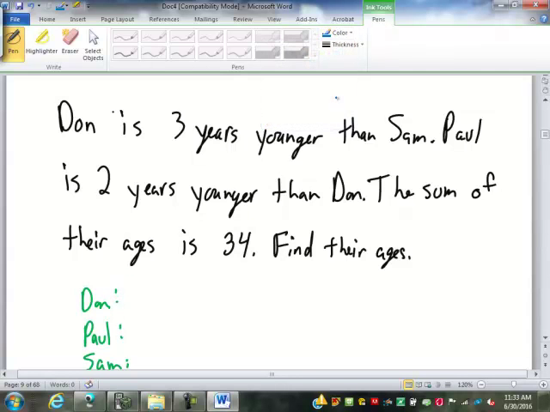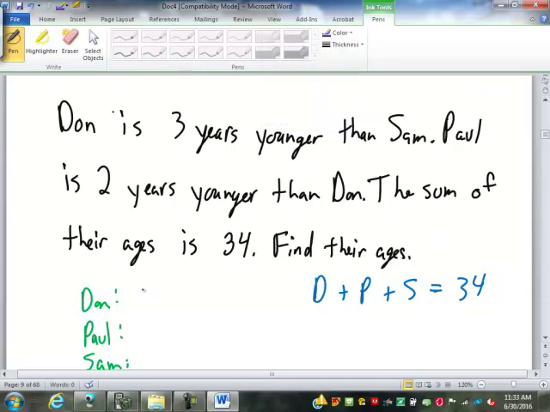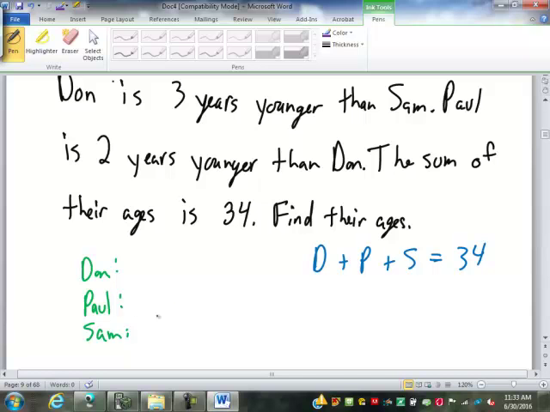So we know the sum of their ages is 34. So Don plus Paul plus Sam is 34. What'd you get for the variables over here when you defined them? What'd you put in for Don? S minus 3. Very good. So that means Sam is just going to be S. What's Paul? S minus 3 minus 2, or S minus 5. Good.